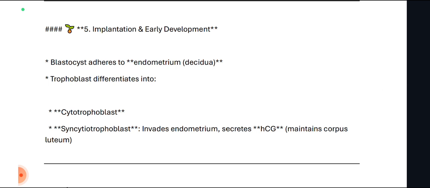Okay, this is then implantation and early development. Blastocyst adheres to the endometrium decidua. Most commonly, the implantation takes place in the fundus part, or else in the lateral body of the uterus. If the implantation is occurring at some site other than the uterus, then it will be called ectopic pregnancy.